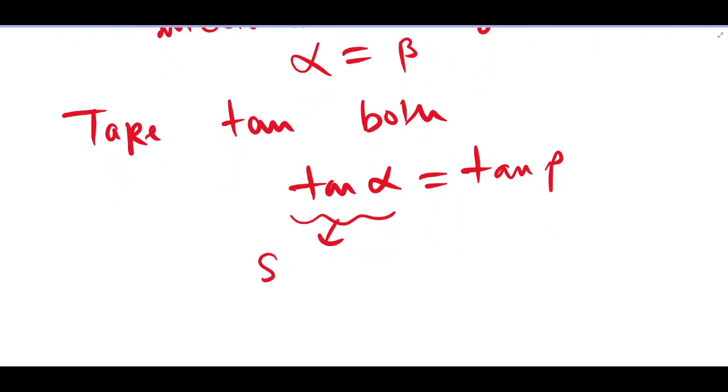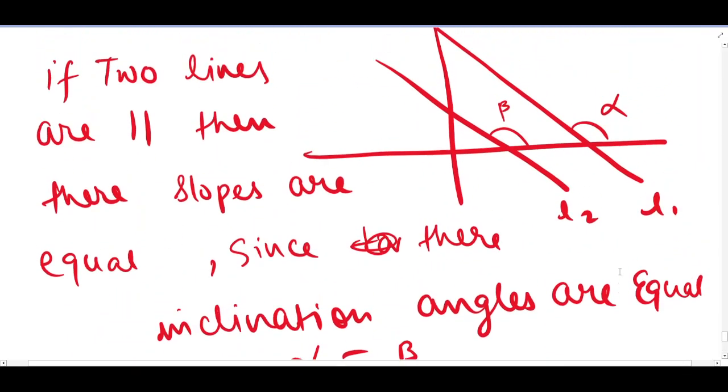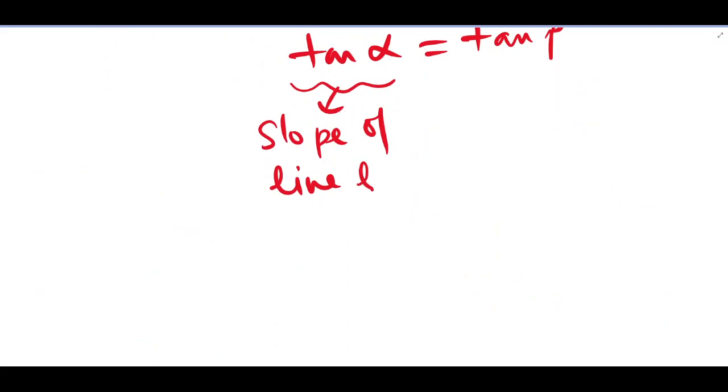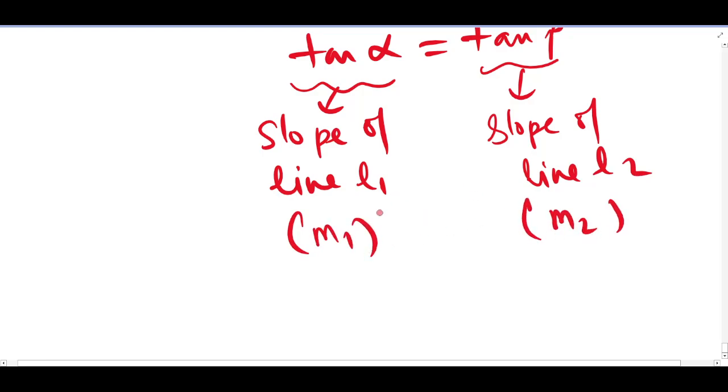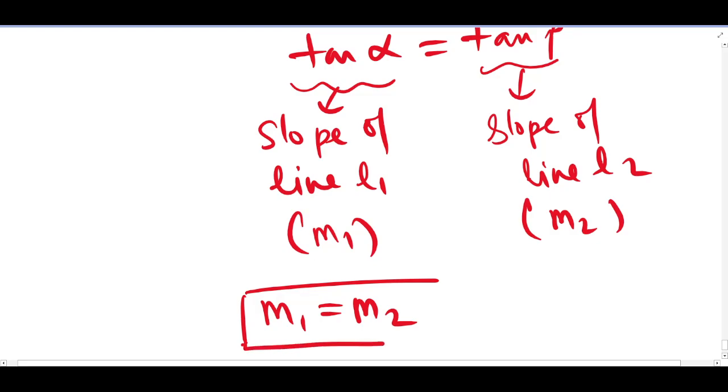So this is the slope of line L1, and this is the slope of line L2, or we can call the slope of line L1 as M1 and the slope of line L2 as M2. So from this we can say M1 is equal to M2. Whenever the inclination angles of two lines are equal, then their slopes are equal.